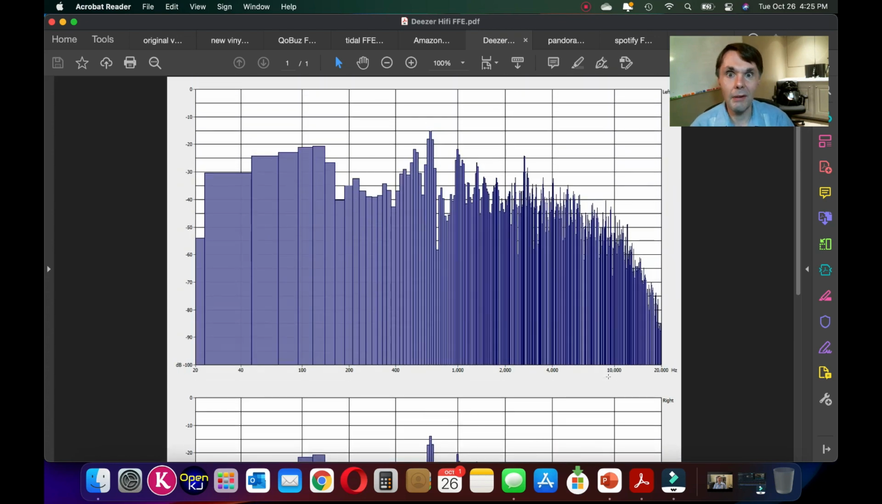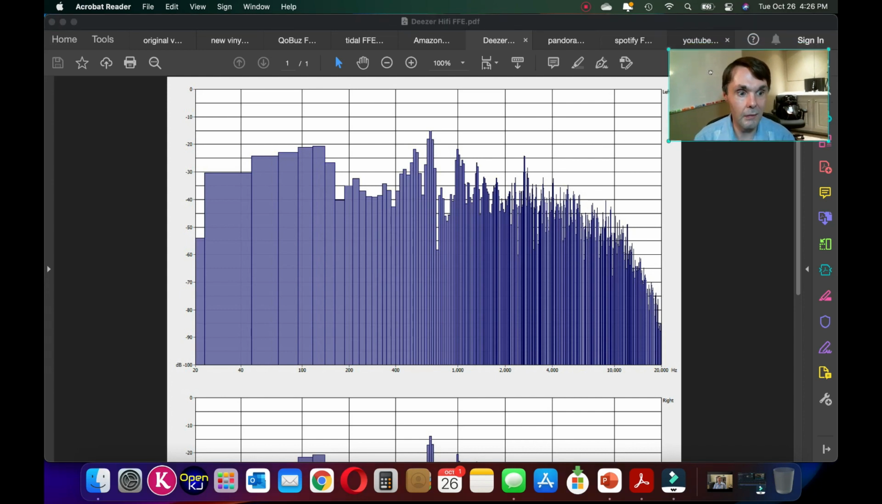let's talk about that versus Amazon. That is 5 dB hotter. That's not insignificant. Versus the original vinyl, it is 4 dB hotter. Still not insignificant. Any 3 dB is very noticeable. So this is a much louder track. And just so we're clear, louder does not mean better.